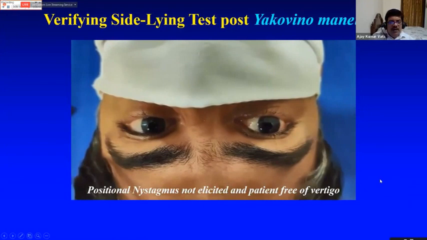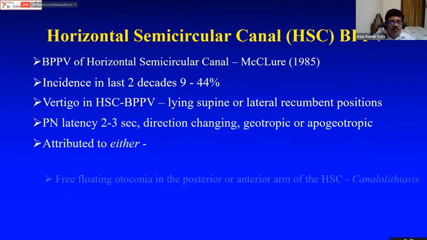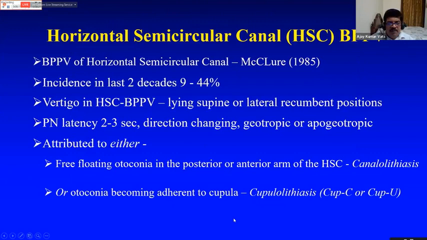Coming to the horizontal semicircular canal, BPPV of the horizontal semicircular canals was first described by Barber in 1985. Incidence is around 9 to 44% in the previous 2 decades. The vertigo is particularly severe in lying supine or in the lateral recumbent positions. There is a short latency of positional nystagmus of 2 to 3 seconds, and it is direction changing, either geotropic or apogeotropic. And as has been previously said, it could be due to canalolithiasis or cupulolithiasis, either in the canal or to the utricular side.